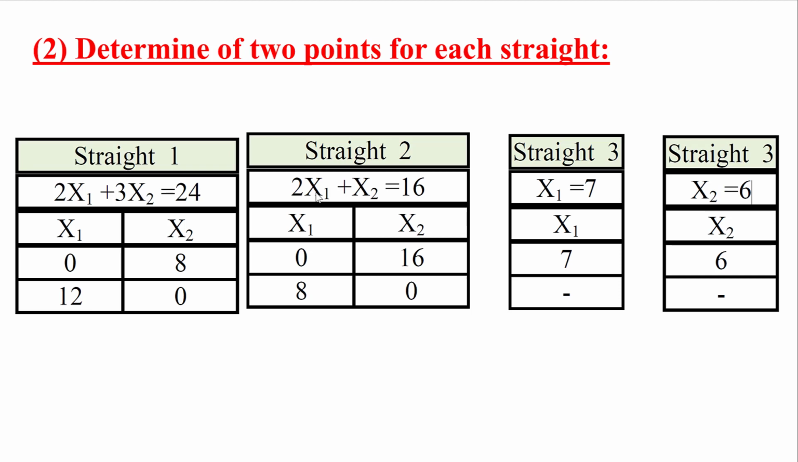The second line, 2x1 + x2 = 16. When x1 equals 0, x2 will be 16. When x2 equals 0, x1 will be 8. The third line is x1 = 7, and the fourth constraint is x2 = 6. There are no 2 points here.